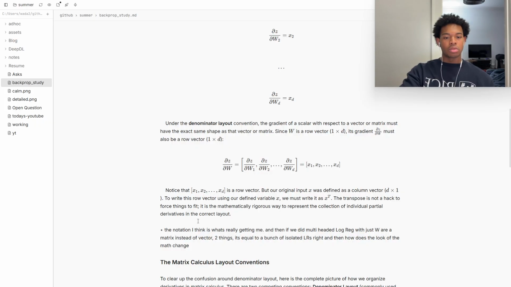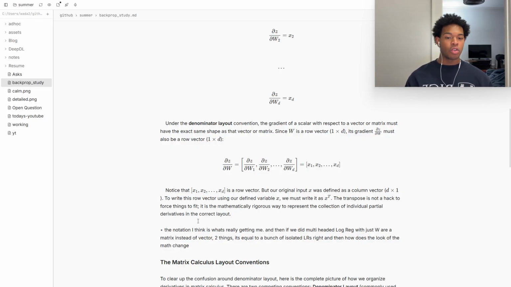The gradient of a scalar with respect to a vector or matrix must have the exact same shape as that vector or matrix. Okay, but that's once again the gradient of a scalar with respect to a vector or matrix. What's the gradient of a vector with respect to a scalar? Is that even possible? I don't even know if that's possible.